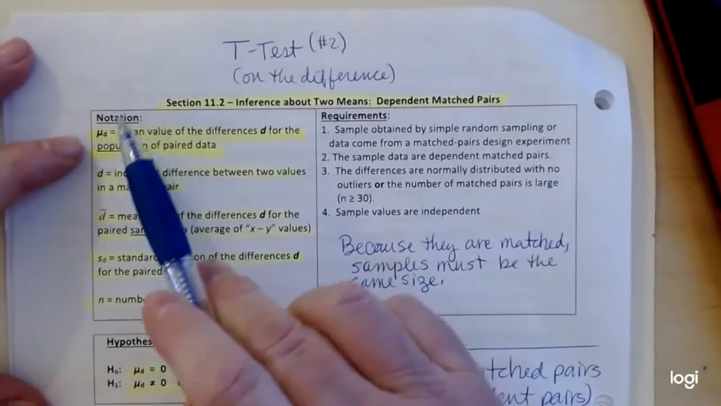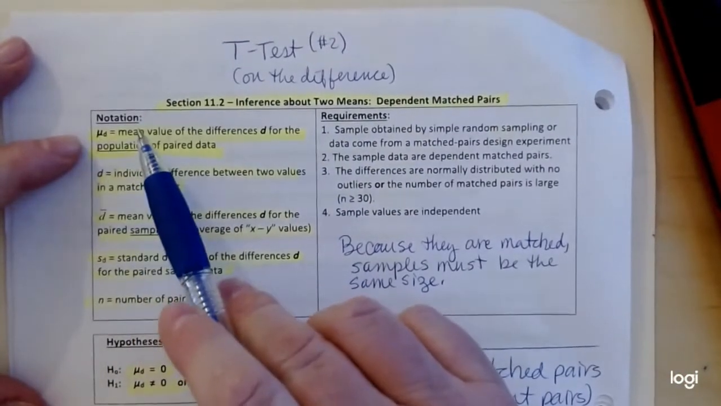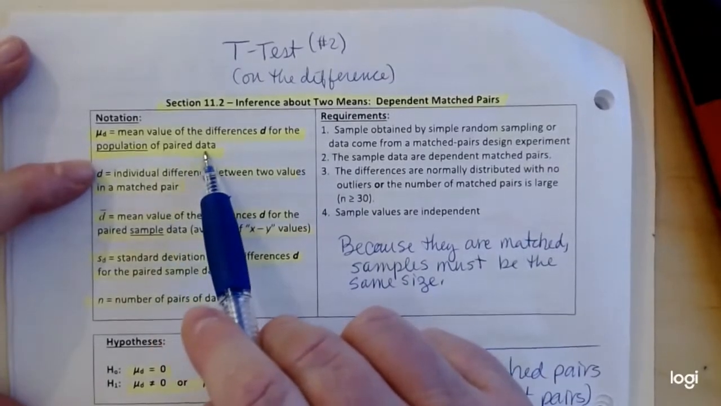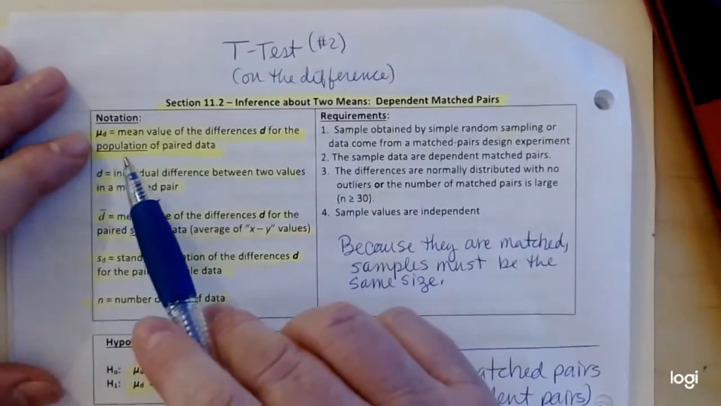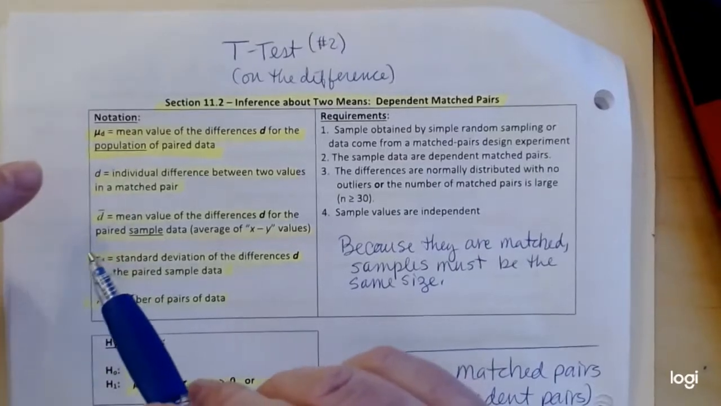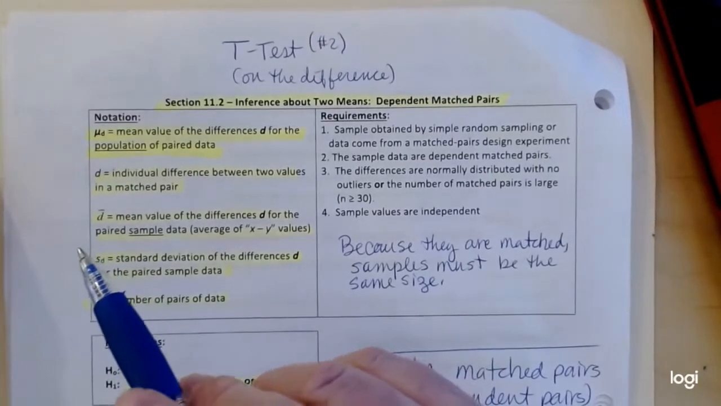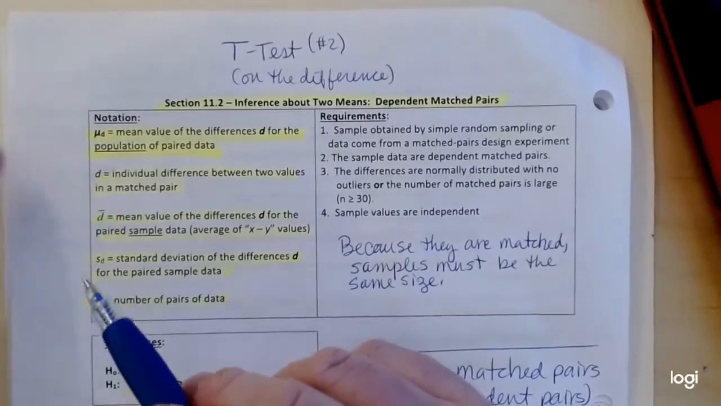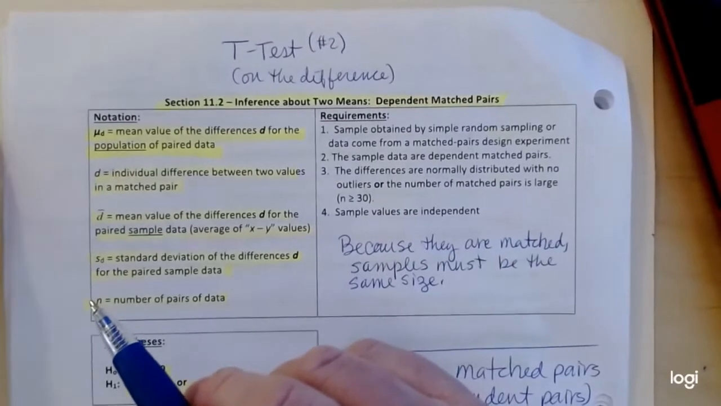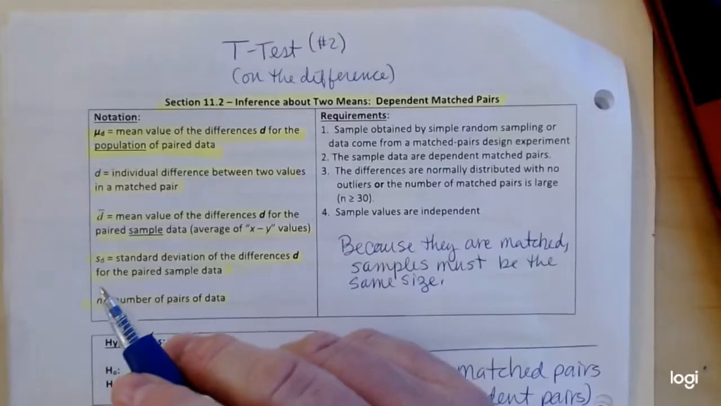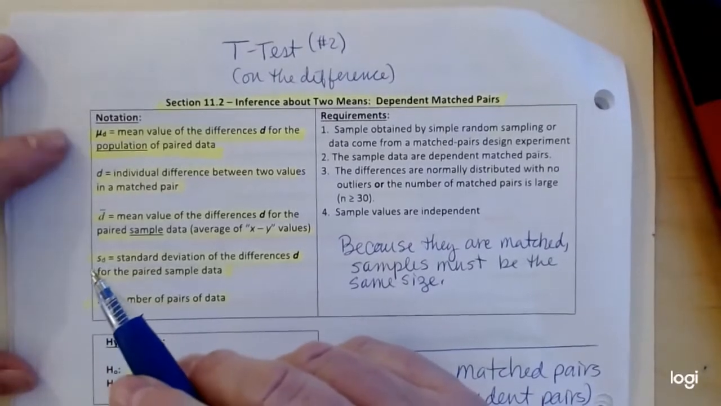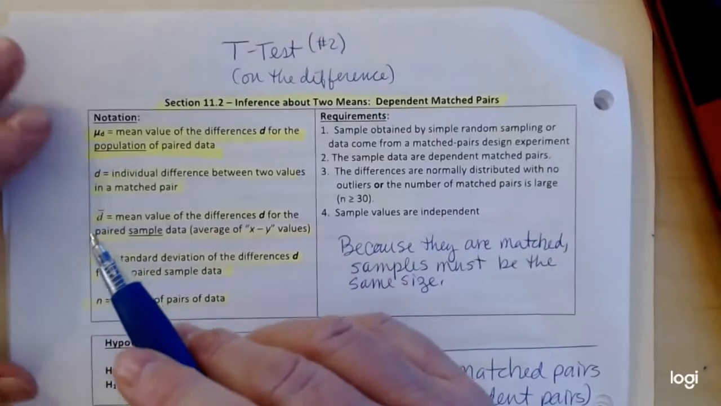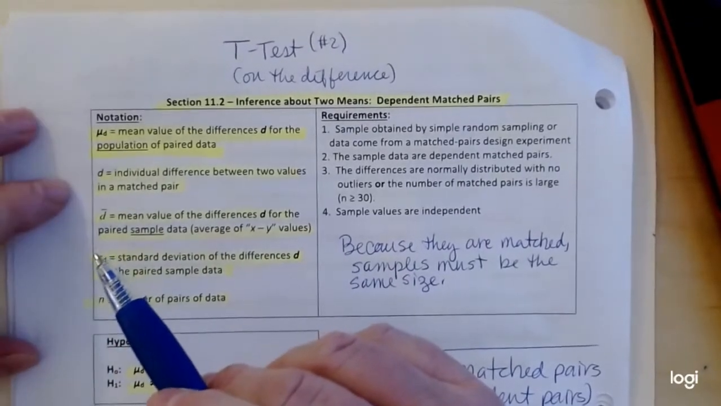The notation is mu sub d. This is the mean value of the differences for the population of paired data. So each pair generates one number, and that is the difference between the two of them. The difference between the before and after measurements, the difference between the husband and wife in the number of cups of coffee that they drink, the difference between the two siblings in how fast they can run, whatever it is you're measuring, they're paired up together.